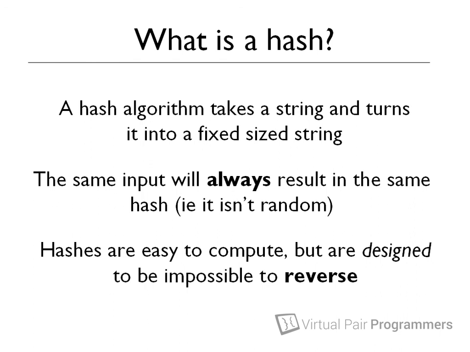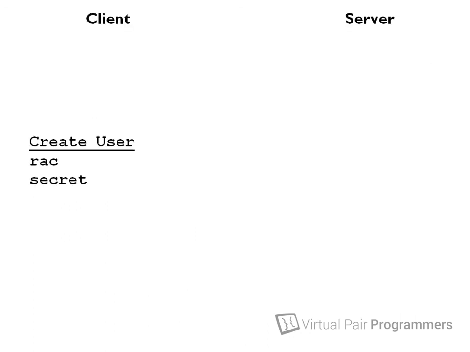Let's just focus on basic hashes for the next few moments. The way we will exploit a hash on our system is that when a user registers, and I'm using the stupid password of secret, I'm going to send those credentials across to the server. Remember, I'm just signing up for an account here.